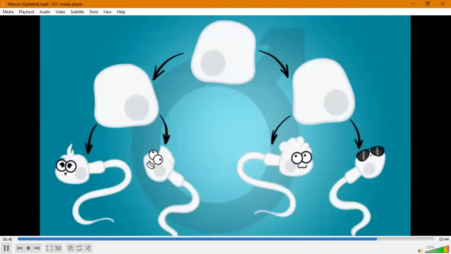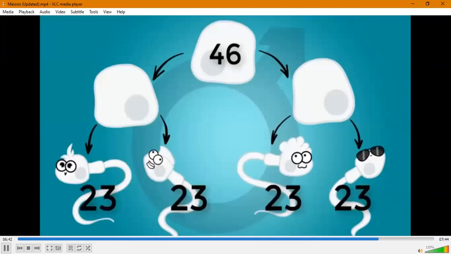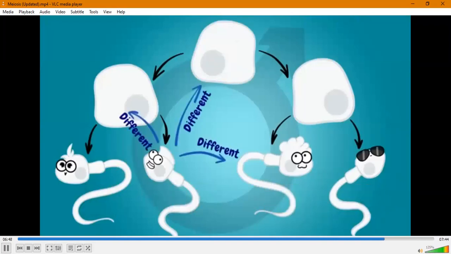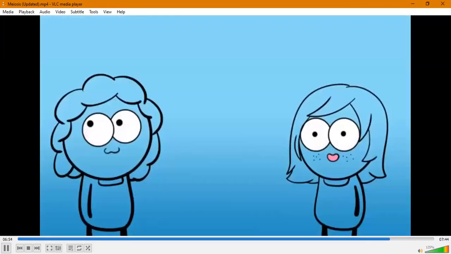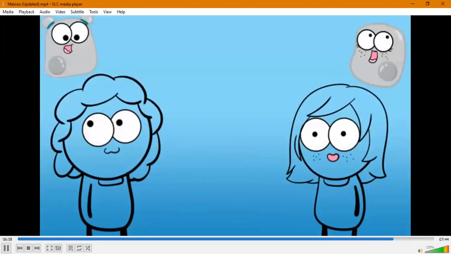They're also different from the starting cell because the starting cell had 46 chromosomes, and the ending cells only had 23. So they are not identical to the original, and they are not identical to each other. This is going to lead to variety, a reason why 2 siblings with the same parents can look different from each other. They still developed from a unique egg and a unique sperm cell that came together.